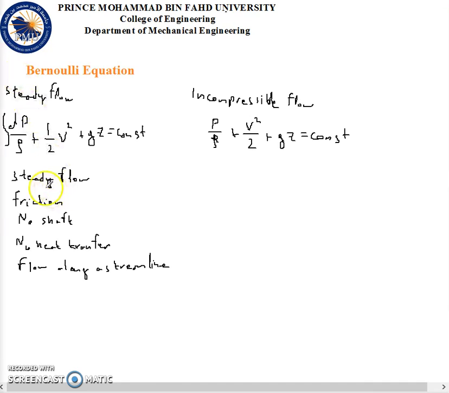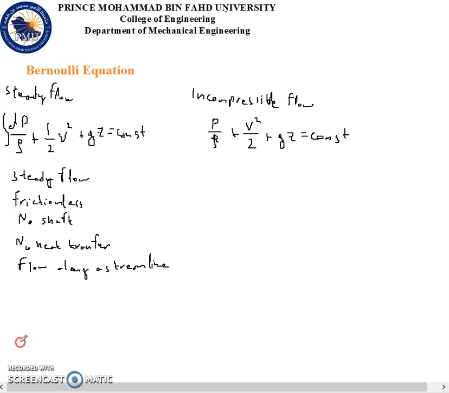First of all, we'll have a steady flow, otherwise this velocity will not be constant. Then we'll have a frictionless flow. We assume there is no loss of energy due to friction. Then there's no shaft work, so there's no mechanical energy coming in or out of our system. Then we have incompressible flow for this case. There's no heat transfer coming in or out of the system. And we study the flow along a streamline.